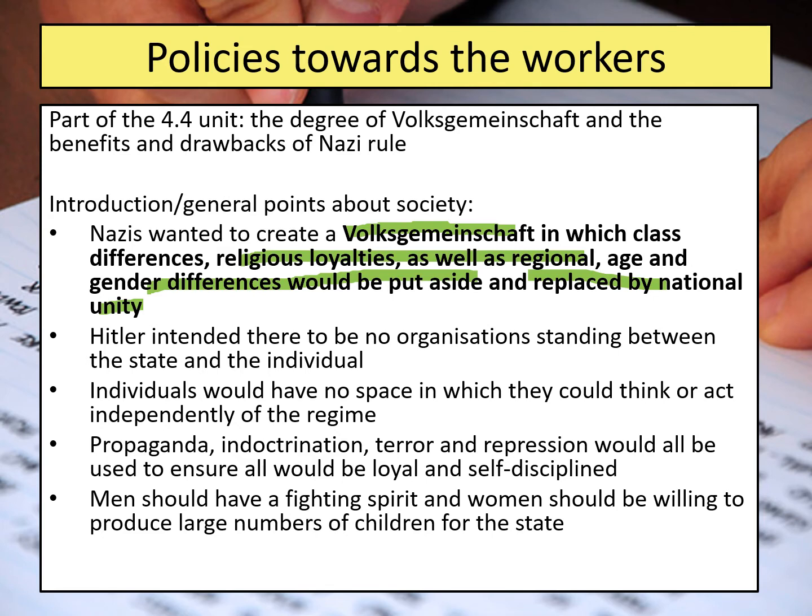Hitler also didn't want there to be any organisation standing between the state and the individual. He wanted everyone to become part of the mass that was working towards the same goals for Germany. Therefore, individuals would be given no space in which they could think or act independently of the regime. Remember that they believed anything that was acting too independently would be considered opposition. They wanted the individual submerged in the mass. They used propaganda, indoctrination, terror, and repression to ensure that all people would be loyal and self-disciplined. And obviously they had gender roles that they tried to enforce as well.